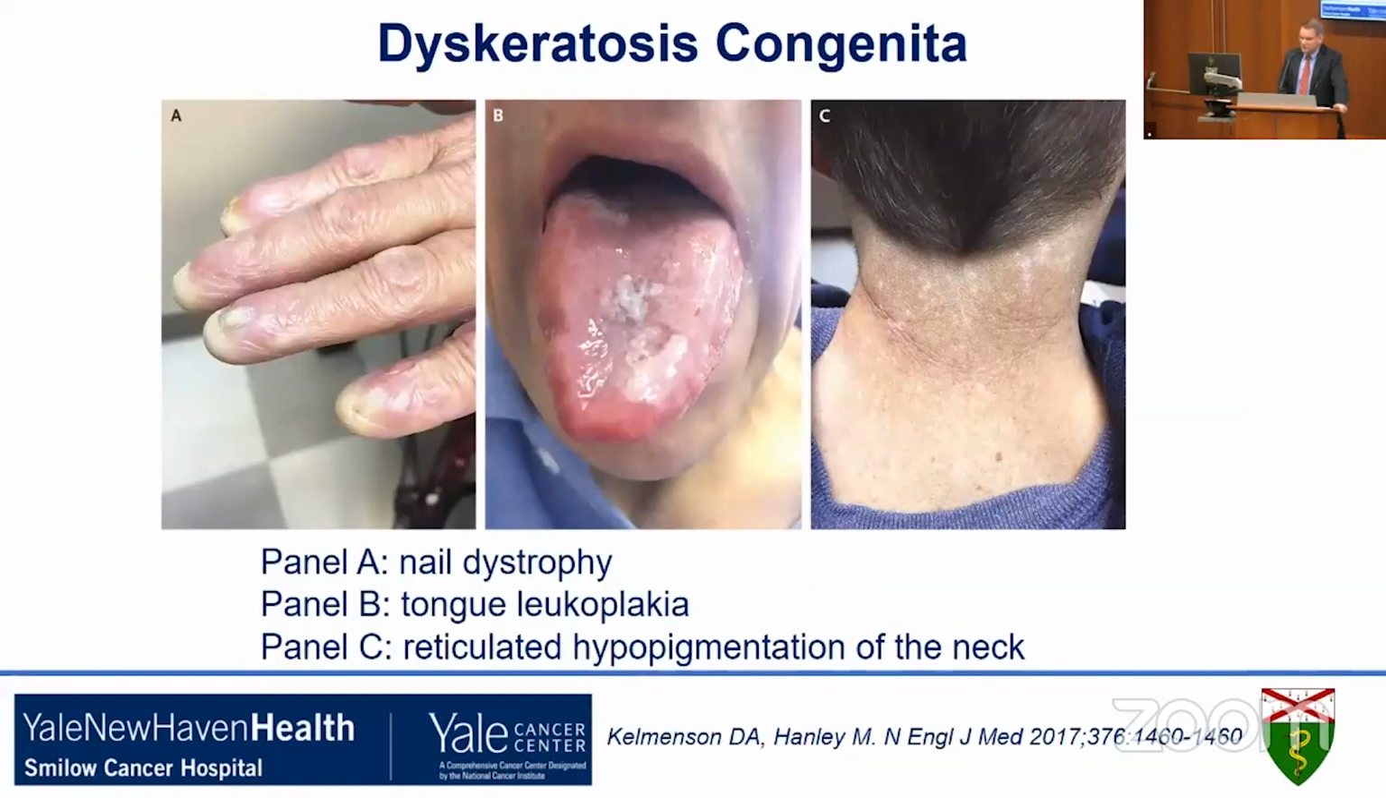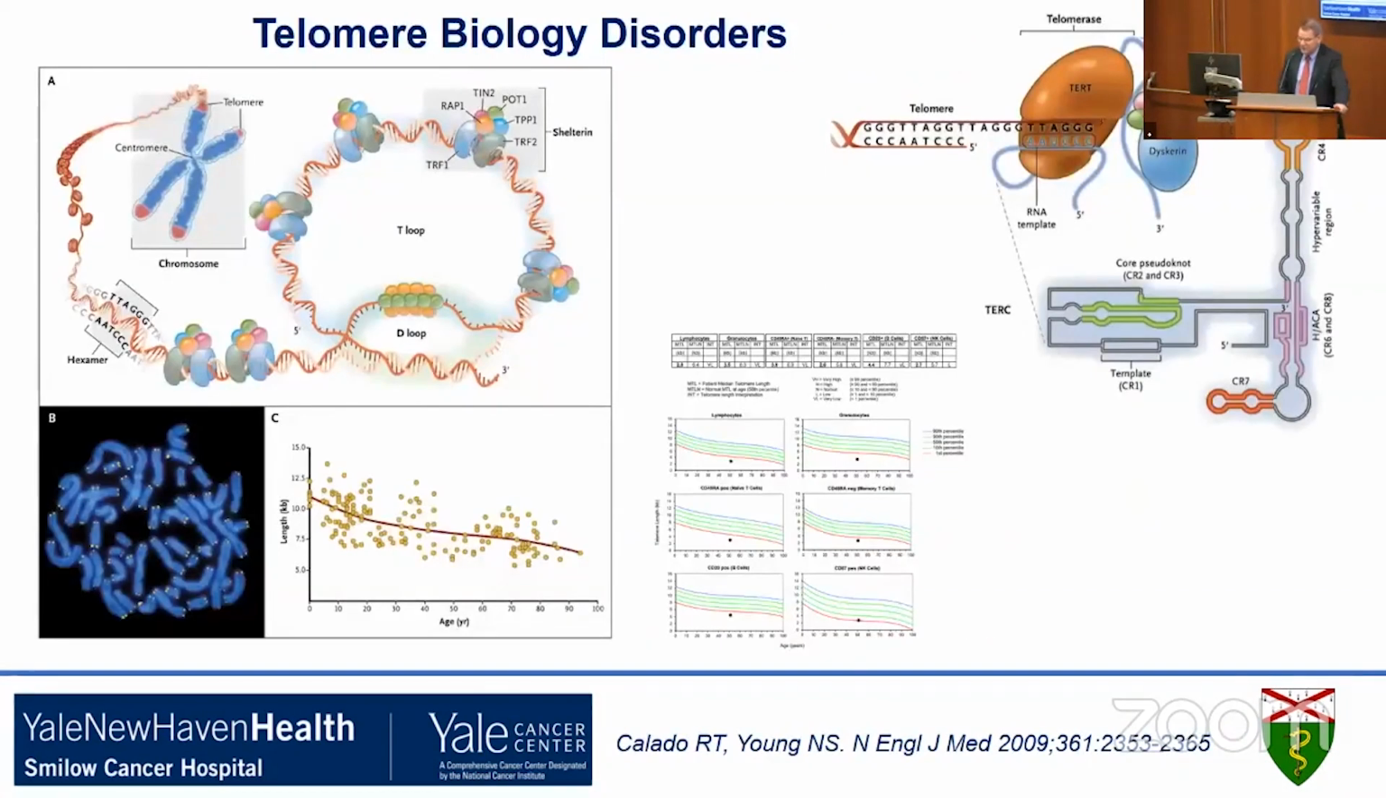This is dyskeratosis congenita. It's one of the telomere biology disease examples, and here are some other manifestations. In addition to bone marrow failure, these patients may have nail dystrophy, oral leukoplakia, and hypopigmentation of the skin. Telomere biology disorder is an entity which is recognized relatively recently and includes a number of conditions.